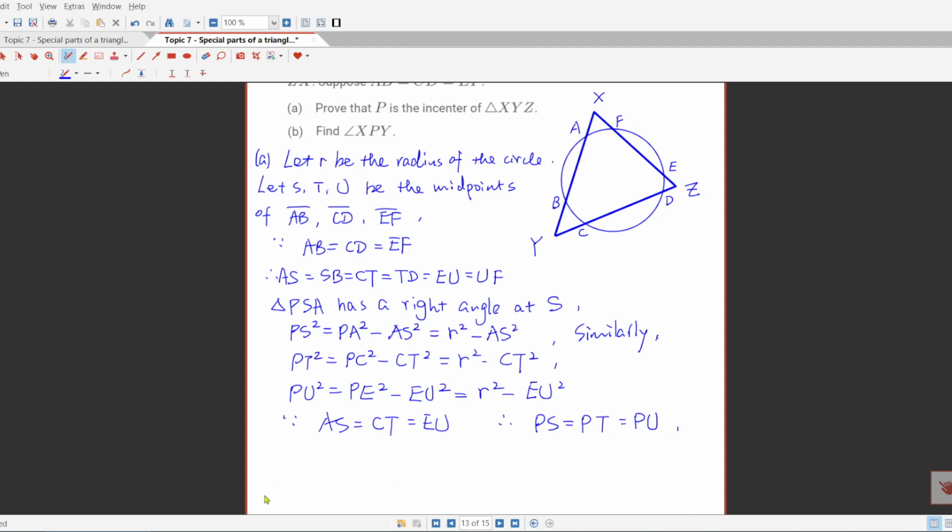In other words, P is equidistant from the sides of triangle XYZ. Therefore, P must be the incenter, right? P is the incenter of triangle XYZ, right?